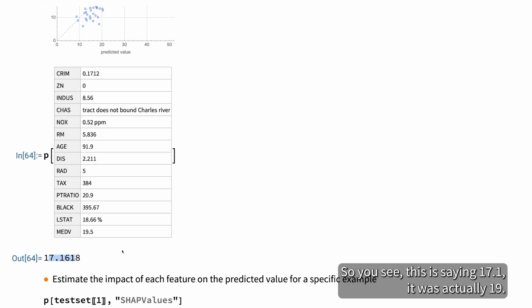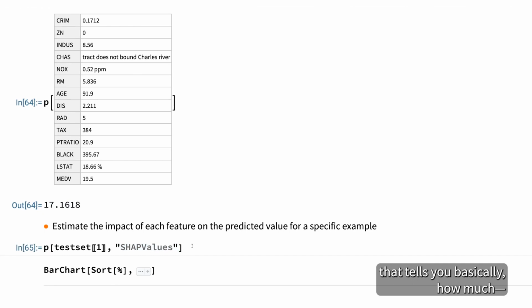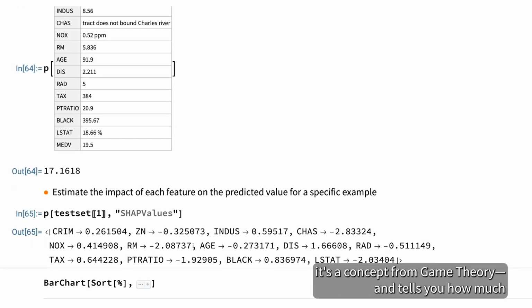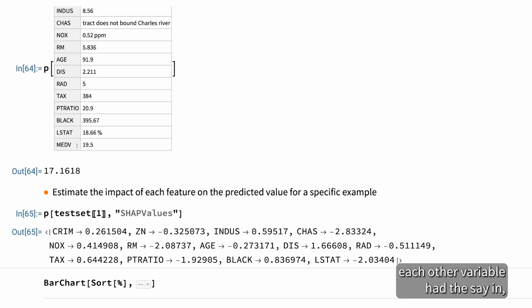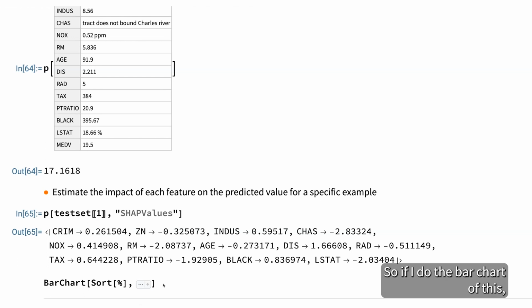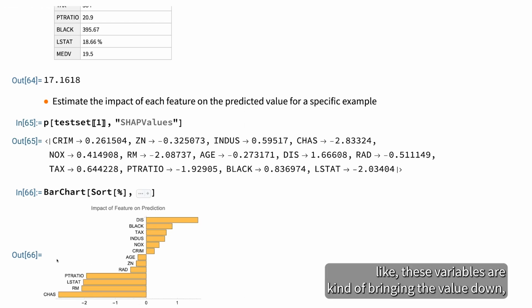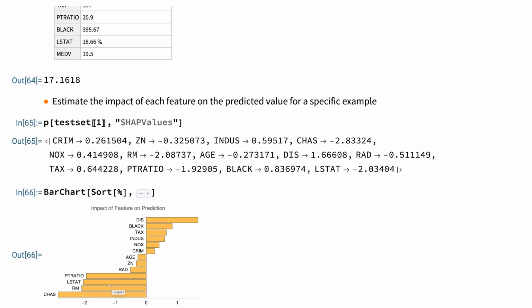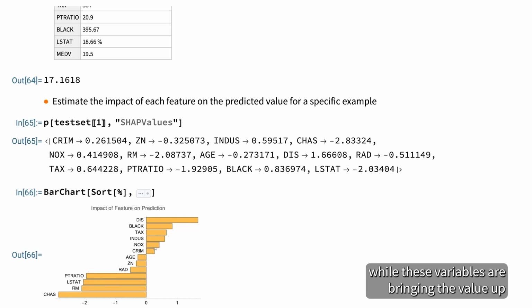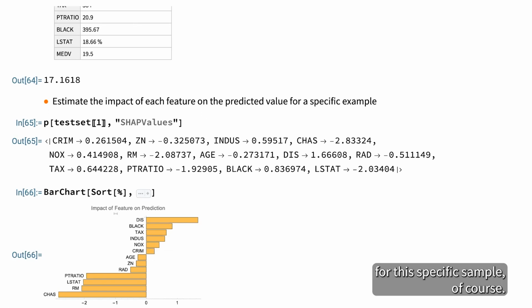It was actually 19. And one nice thing that you can ask, there are Shapley values. This is a nice property, a concept from game theory, and it tells you how much each variable had a say in predicting the final value. So if I do a bar chart of this, we say that, for example, these variables are kind of bringing the value down, while these variables are bringing the value up in the predicted value for this specific example, of course.